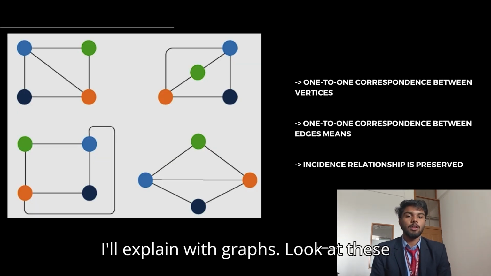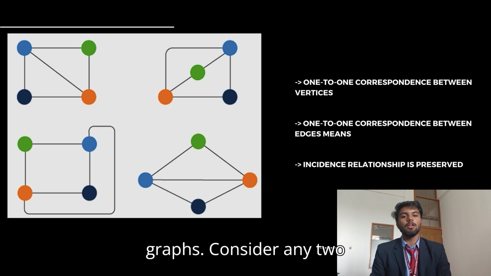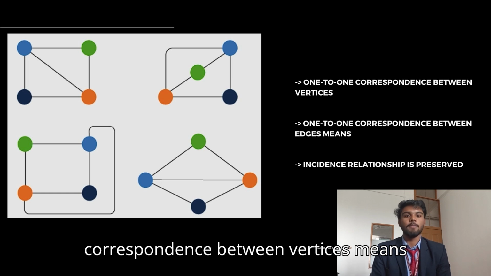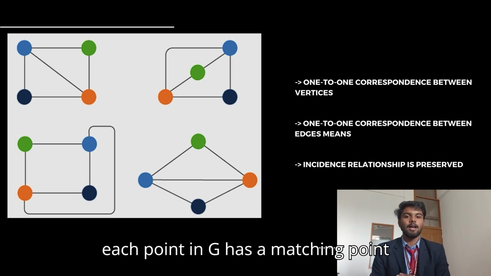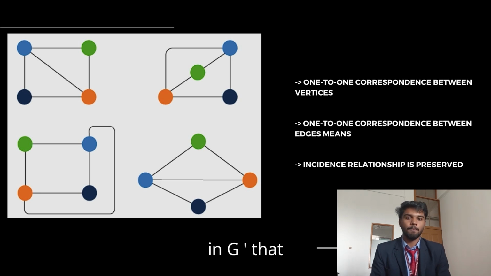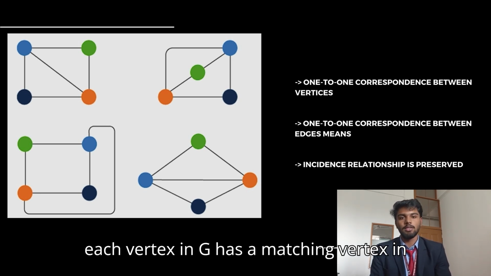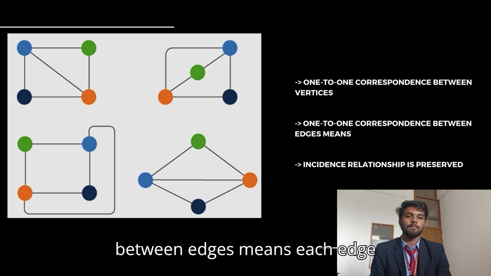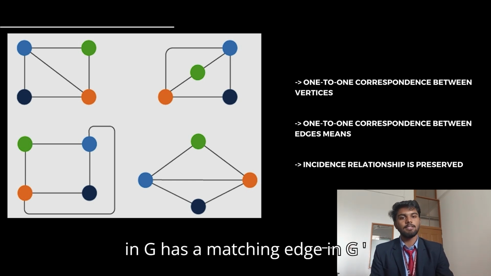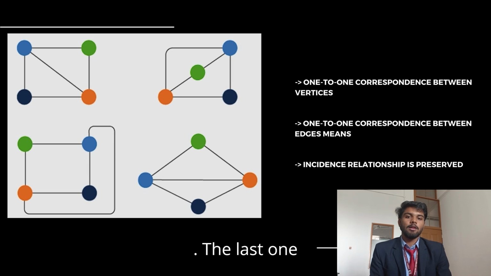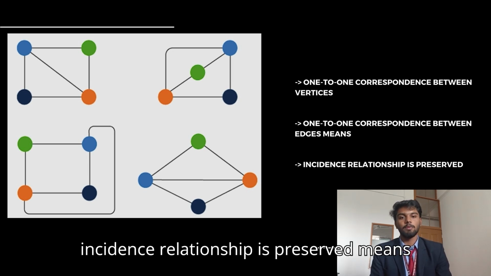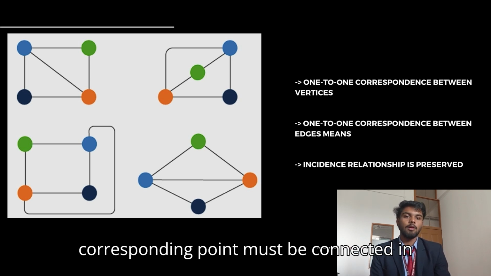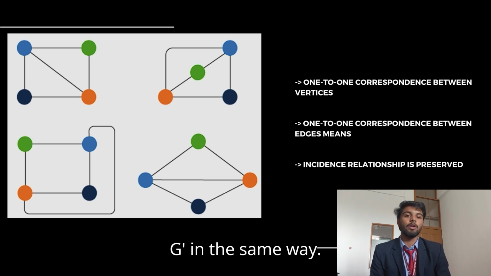I'll explain with graphs. Look at these graphs. Consider any two graphs G and G'. One-to-one correspondence between vertices means each vertex in G has a matching vertex in G'. The one-to-one correspondence between edges means each edge in G has a matching edge in G'. The last one, incidence relationship is preserved, means if two points are connected in G, their corresponding points must be connected in G' in the same way.